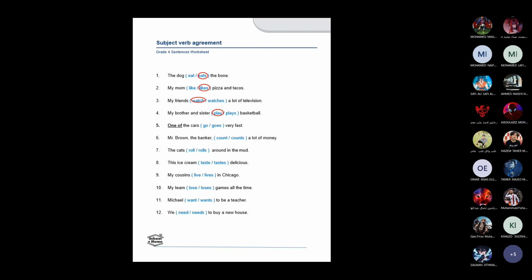So when you say one of the cars, that means only one car. So the verb must be, what, Abdulaziz? Goes or go, the second or the first? The second one, because I'm talking about only one car of the cars. So you have to understand the sentence before choosing any answer. When you see cars here and say, yes, the subject ends in S, without thinking, so it will be go. Yes, it's correct? No, you have to read the sentence and understand the meaning, and this is important. One of the cars means one car of the cars. So it would be goes very fast. Understand, Abdulaziz? Very good. Okay, guys.